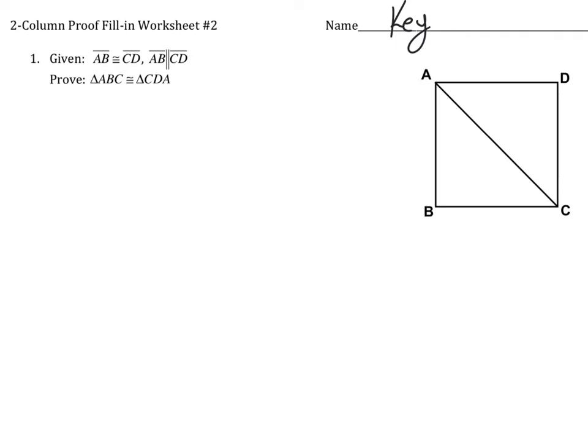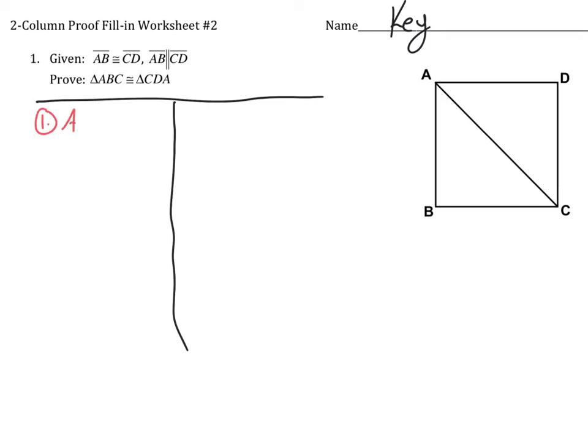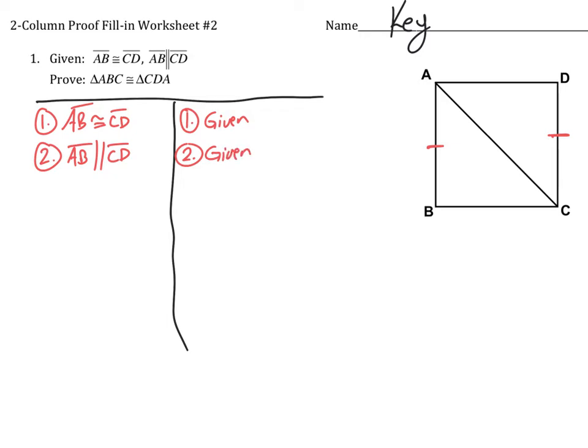So first off, we want to set up our two-column proof. I'm just going to make a little upside down T. All right, so I can take my given. Number 1, I'm going to state that AB is congruent to CD, and that reason is given. And then once I write it, label it: AB and CD are congruent. Our next item that's given, number 2, is AB is parallel to CD. Reason, again, is given. Make sure you are marking each reason and statement with the number that matches.